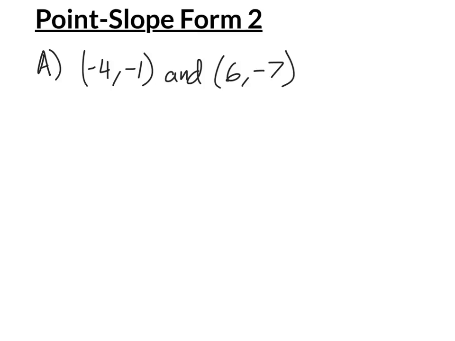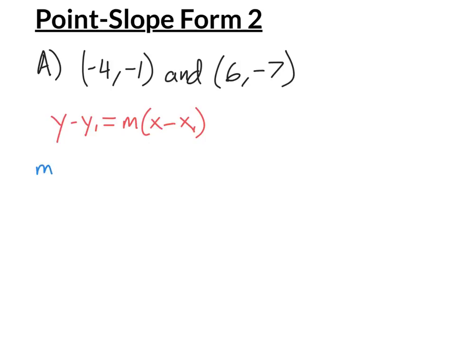So remember, point slope form looks like this. y minus y1 equals m times x minus x1. And remember, y1 and x1, these variables here, represent the coordinates of one point on the line that has slope m. In our first example here, we have to find the slope.